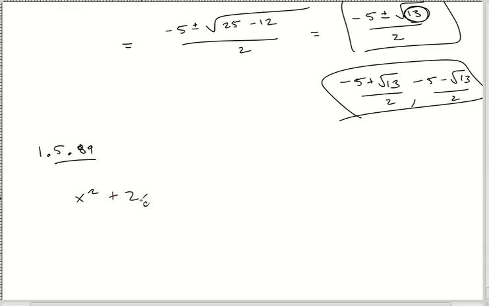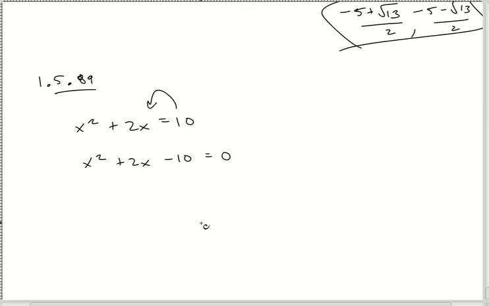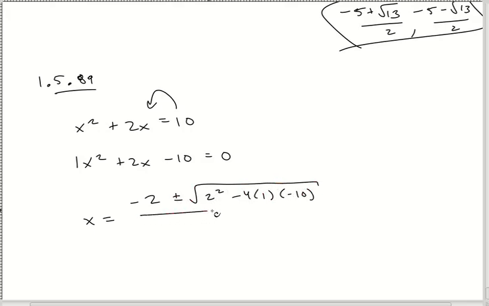So x squared plus 2x equals 10. We need to move this over to make it quadratic form so that I can do the quadratic formula. And that's a 1, 2, and a negative 10. So negative 2 plus or minus the square root of 2 squared minus 4 times the 1 times the negative 10, all divided by 2 times 1.